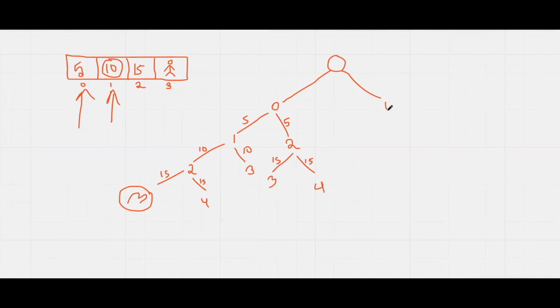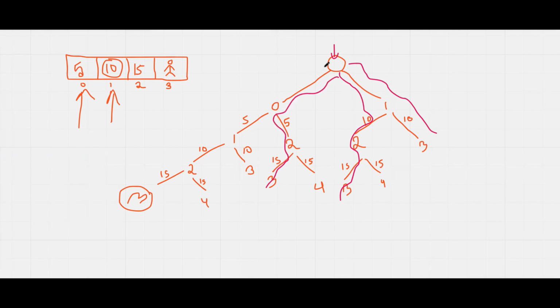And from position 1, we can reach position 2 by using one jump, and we can reach position 3 by using two jumps, and the cost is 10. And from position 2, we can jump one step and reach position 3, and we can jump two steps and reach position 4, and the cost associated with this jump is 15. So here we can see that from a starting position, we can reach position 3 in 5 ways, which is one of this, another is this, another is this, and another is this, and another is this.